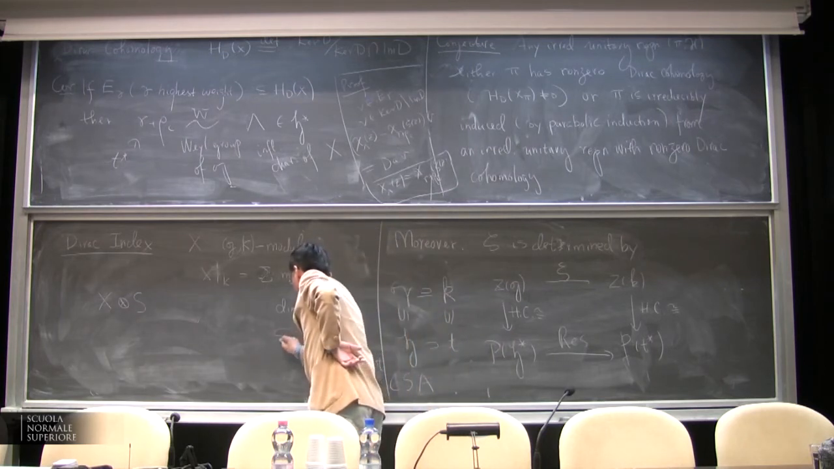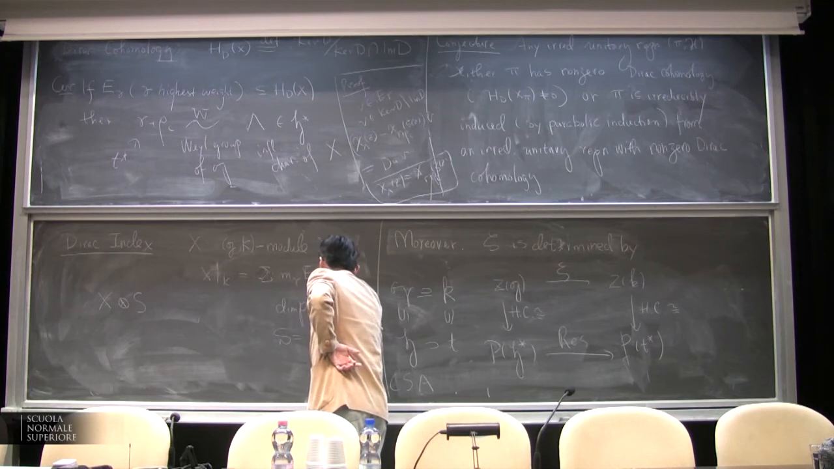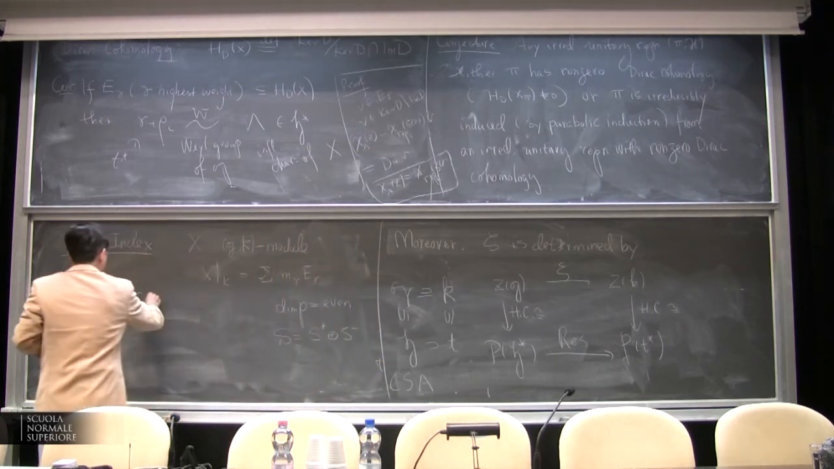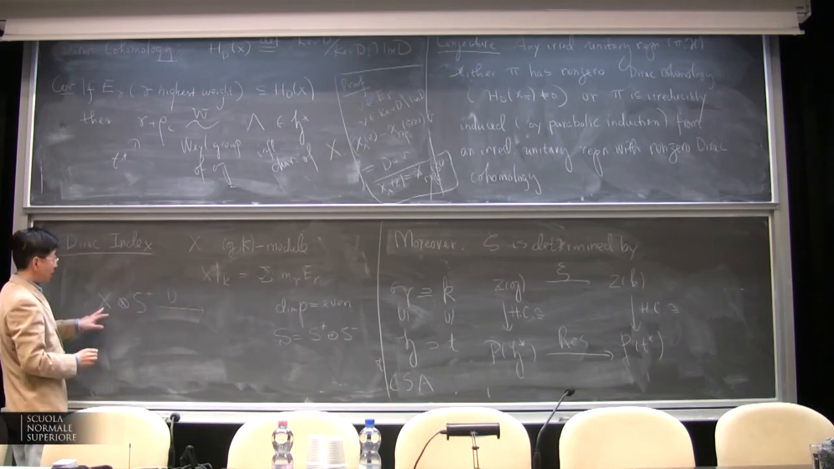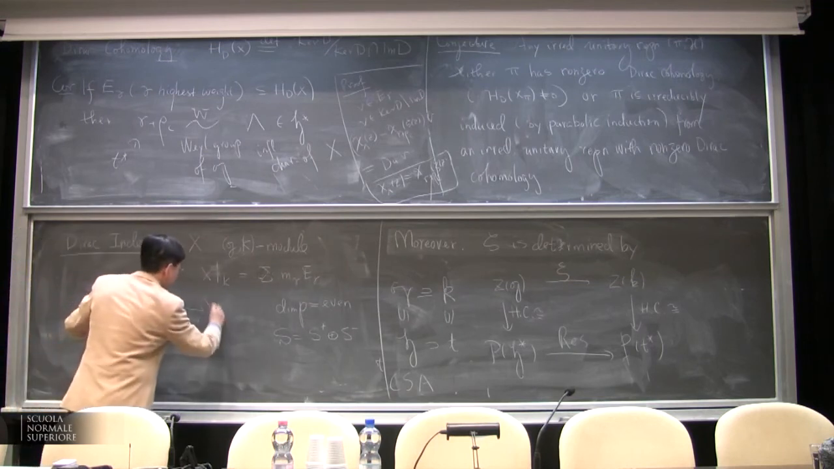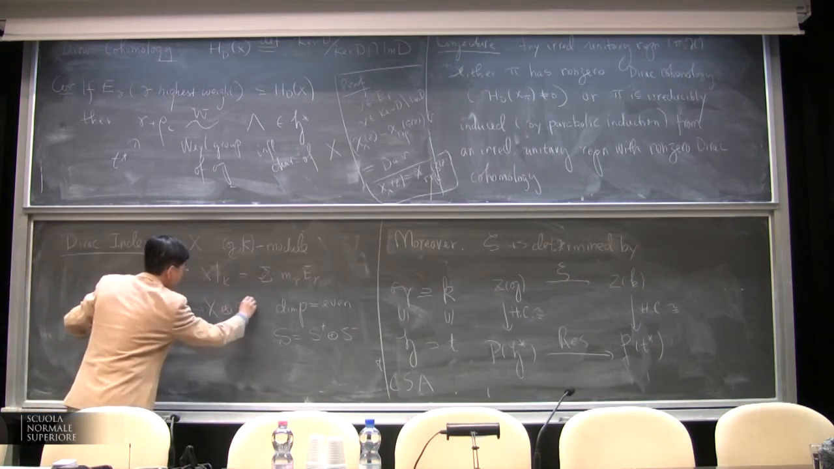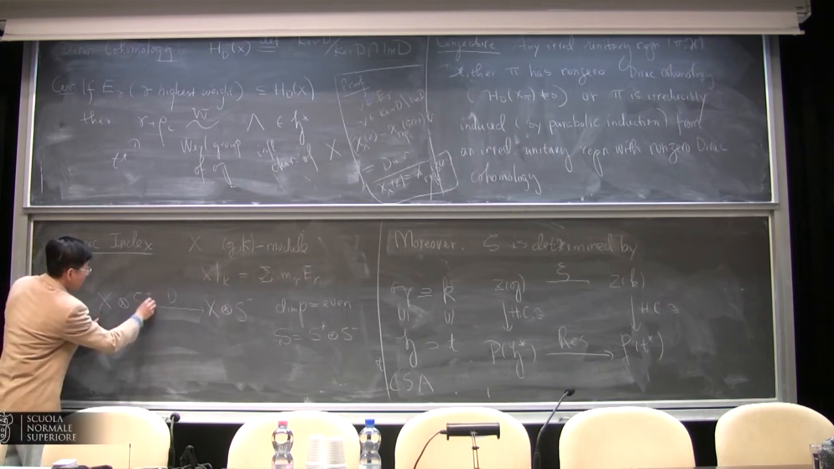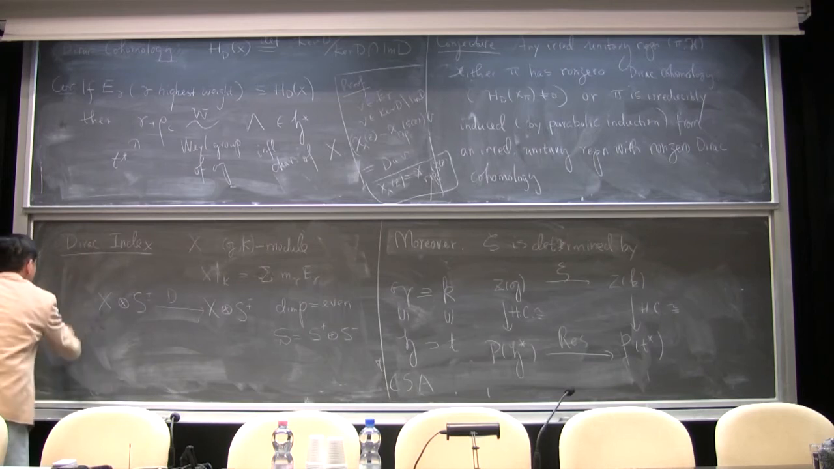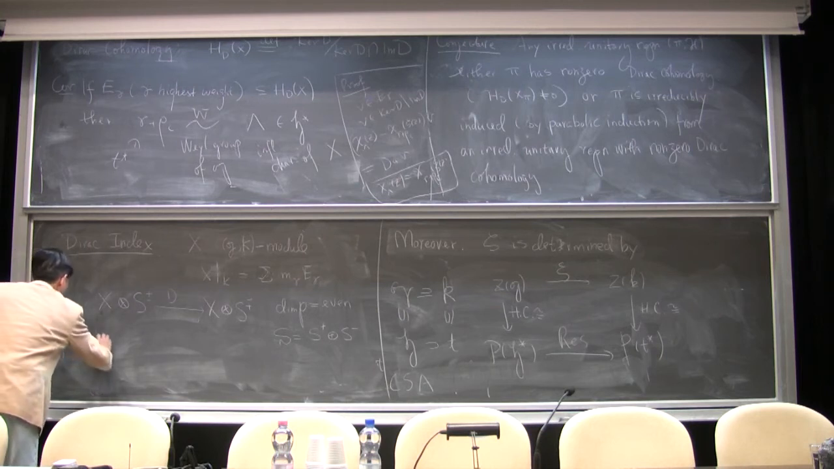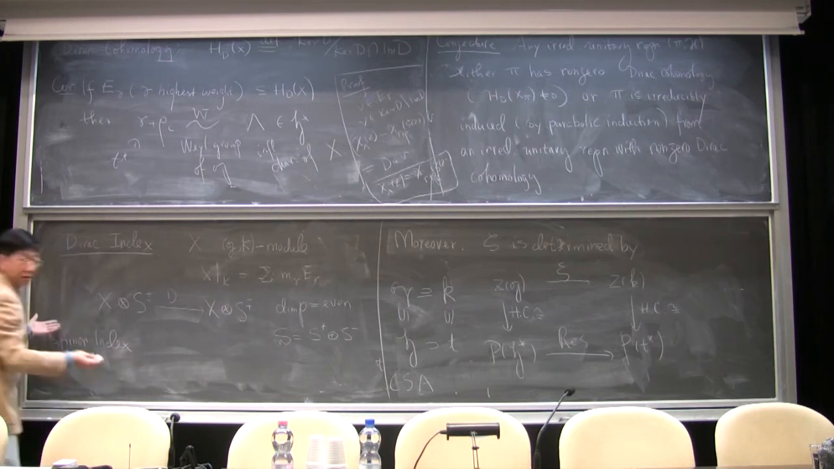In this case, the spinor S is the direct sum of the even part and the odd half part. So we can let the Dirac operator D act on X tensor S plus, going to X tensor S minus, and the minus goes to the plus. And so what is the index? We can first consider this spinor index. This turned out to be the Dirac index.